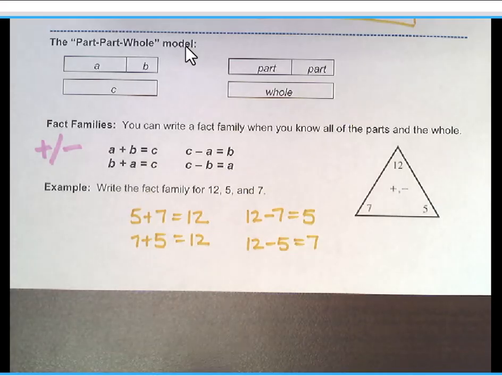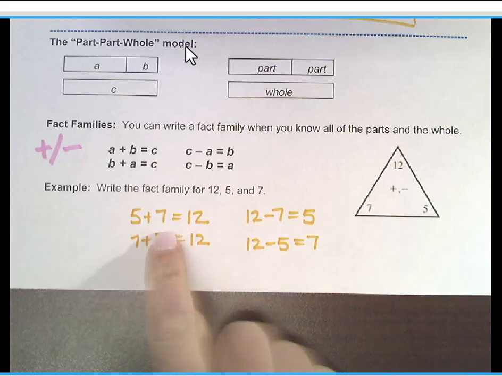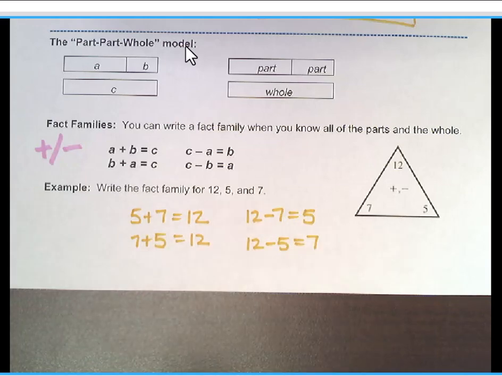And these fact families are always going to have four members, 2 addition and 2 subtraction. And the numbers can only go one way and make sense. So usually it's pretty easy to come up with the members in the fact family.